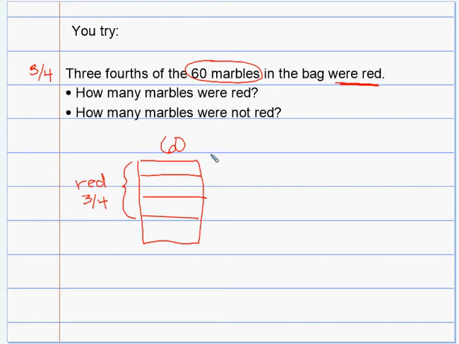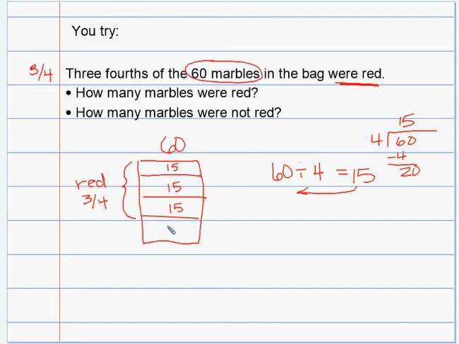I also know that I need to divide that 60 by the denominator into 4 groups. So 60 divided by 4, well, maybe I should do that like this. So I get 15. So I put 15 into each of those spots. 15, 15, 15, 15. Okay, my diagram is done.